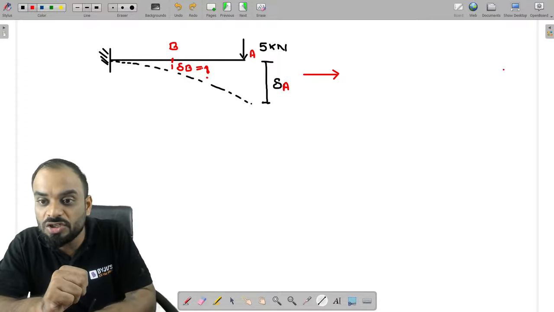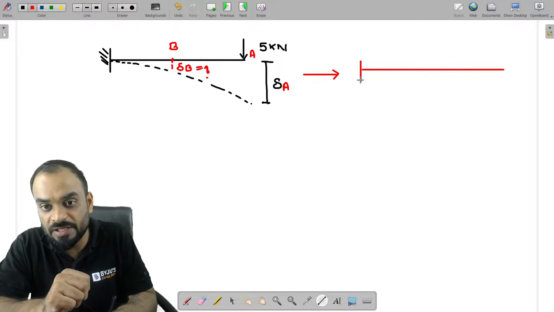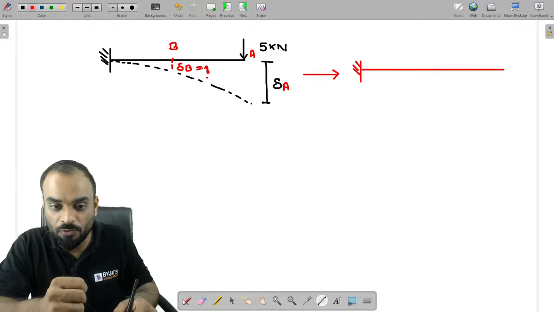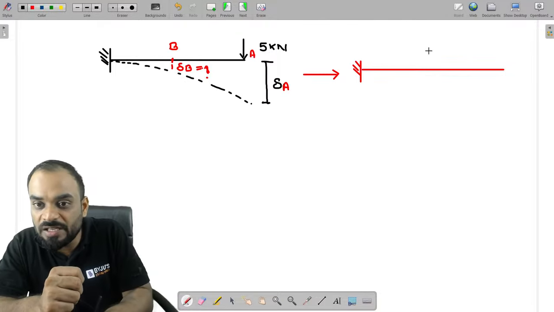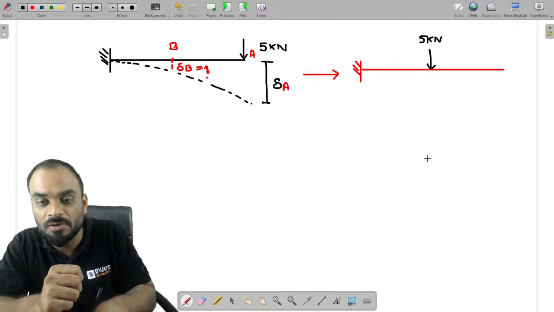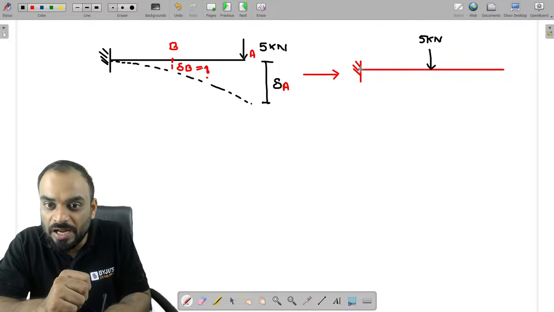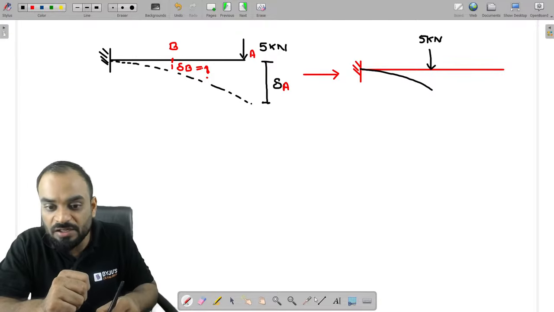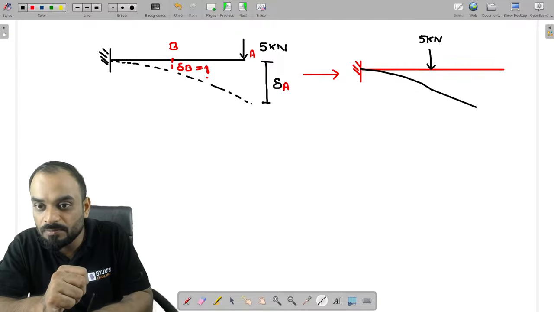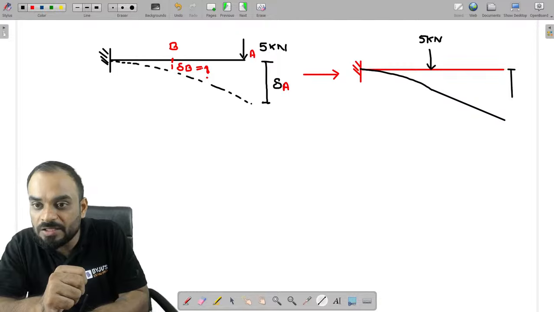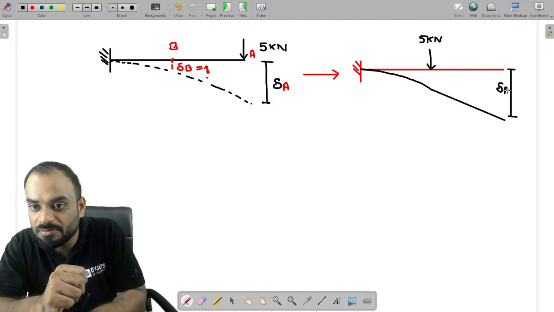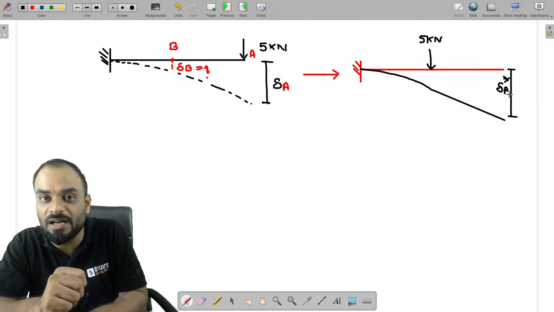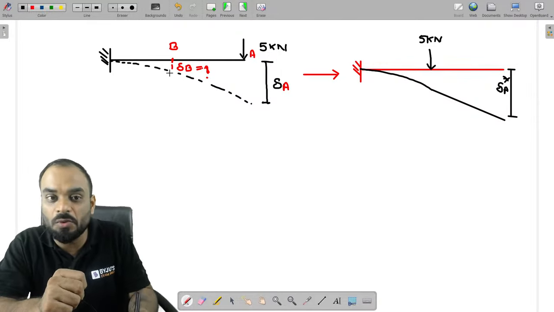you need to interchange the location of load and the location of displacement, you will get the same answer. What it means actually, in place of point B, I will place the load 5 kilonewton. And the deflected shape which you will get is like this. And this particular displacement is our delta A star. Now this delta A star is equal to delta B only.